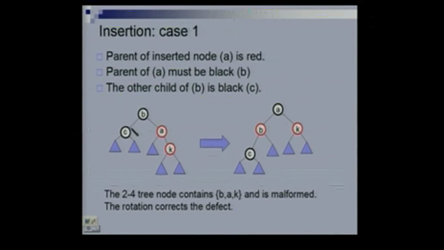Its parent's sibling is black. And what do we do in this case? We just do a simple rotation, right. Note that A is larger than B and A is smaller than K. So, I can put A in the middle, B on the left and K on the right, and I get this kind of a tree now.